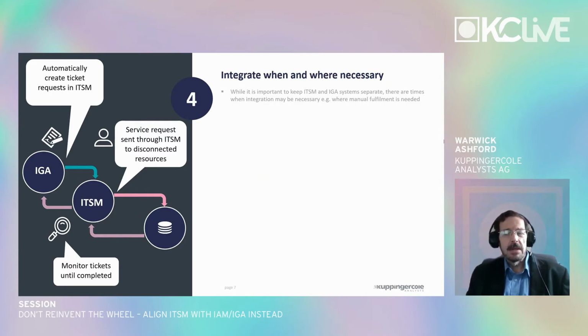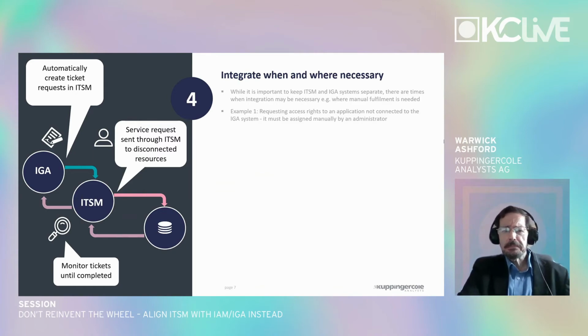several times in his keynote presentation earlier today. It's really important for all manual fulfillment to go through an ITSM system so that there is a way of keeping track of it, you know what the status of the request is, and so on. So if we look at an example, requesting access rights to an application not connected to an IGA system, this has to be assigned manually by an administrator.